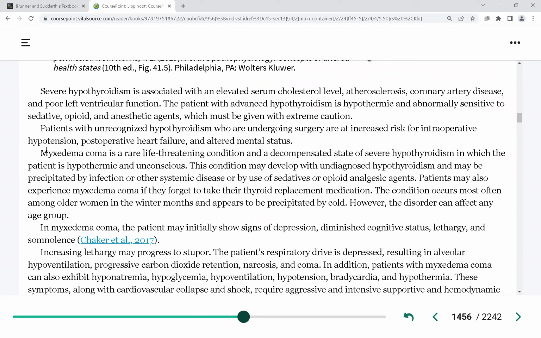So here's the myxedema part. Myxedema coma is a rare life-threatening condition. It is described as an acute episode of hypothyroidism. So it's a decompensated state of hypothyroidism. The patient here is hypothermic and unconscious already. So because they're unconscious and hypothermic, how will we administer the medications here? IV. Everything will be IV.